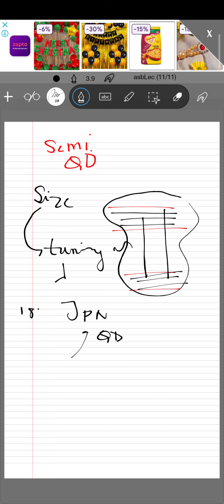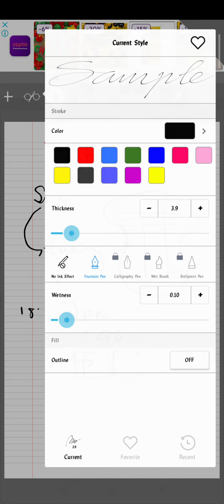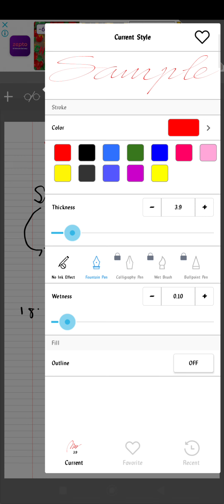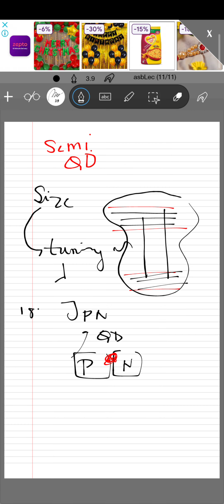And so each quantum dot becomes unstable and emits a photon. In a p-n junction, this is the p side and this is the n side, and we put a quantum dot here in between the p and the n side. What will happen, as said, is that holes will go from the p to the n side, and electrons will travel from the n side to the quantum dot formed.